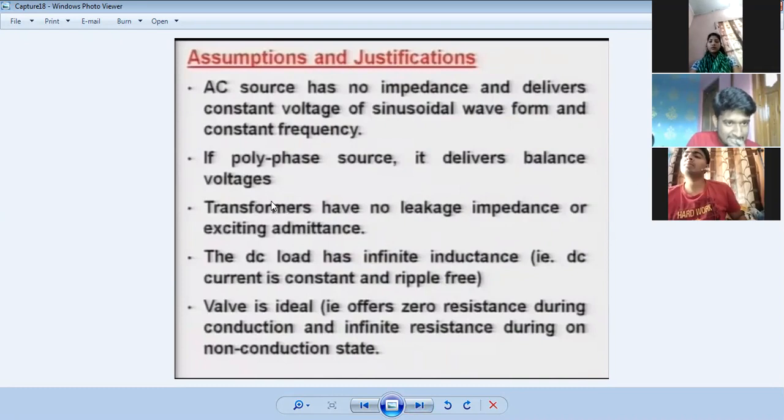Transformers have no leakage impedance or excitation admittance. The transformer has no leakage impedance and no excitation admittance. The fourth assumption is that the DC load has infinite inductance, that is, DC current is constant and ripple free. So these are the four assumptions we have made. And the fifth one is the valve is ideal, that is, it offers zero resistance.